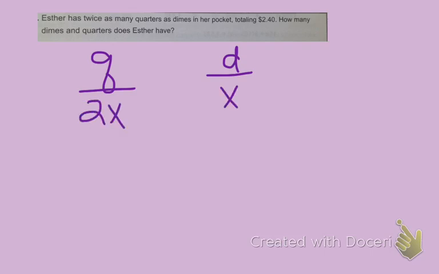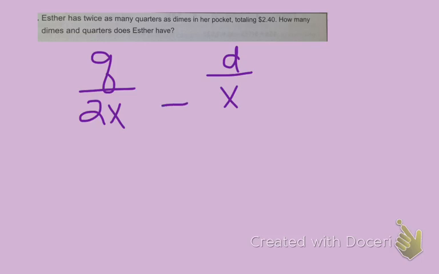Esther has twice as many quarters as dimes in her pocket, totaling $2.40. How many dimes and quarters does Esther have? And this is very straightforward, similar to what you've been doing. So we would write quarters and dimes. I'm going to just put a Q and a D. She has twice as many quarters as dimes. So D is x, and 2x is quarters. All right, and it says that it totals 240.